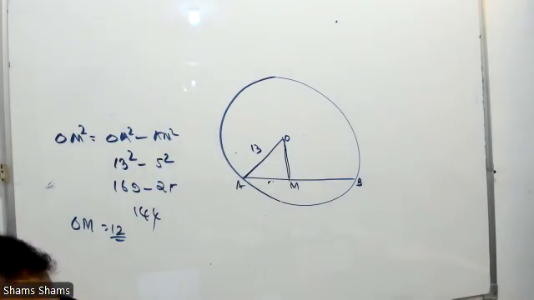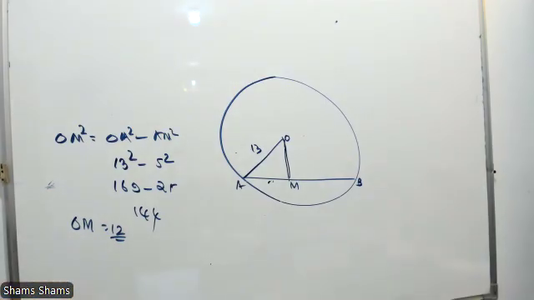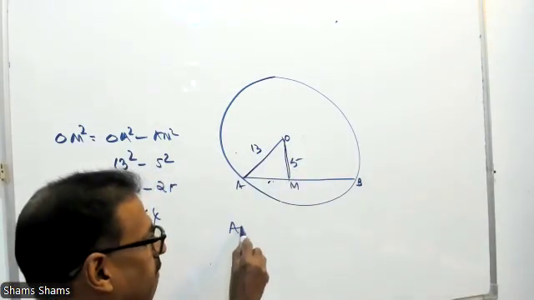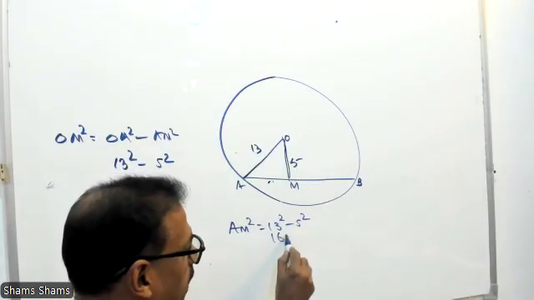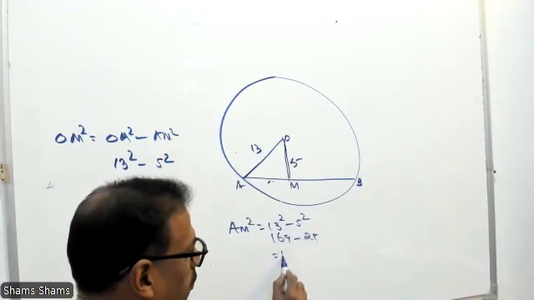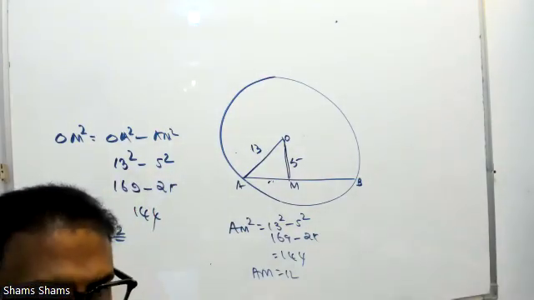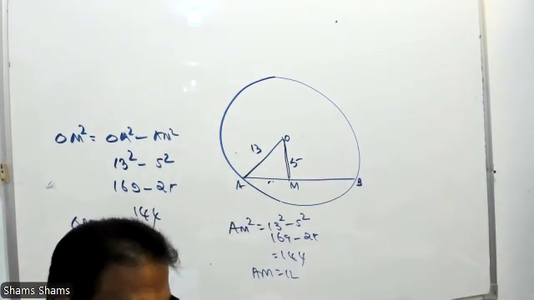Okay. So how much you got? 24. 24, right? What you got? My question is chord only. Look, here is 5, right? So AM square equal to 13 square minus 5 square. 169 minus 25, 144. So AM equal to 12. So AB is 24. Okay, clear or not?